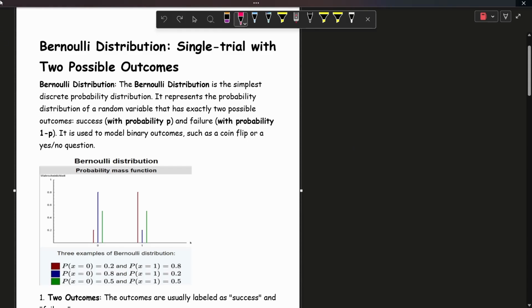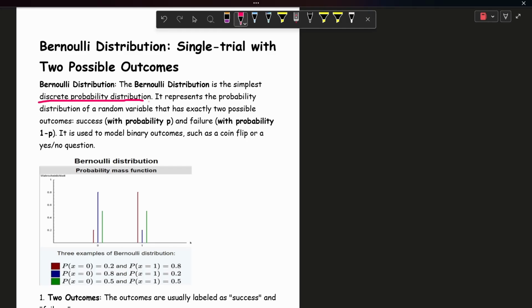Now let's learn about the next distribution, that is Bernoulli distribution. This is a single trial with two possible outcomes. The most common example is flipping a coin, having heads and tails on each side. When we flip a fair coin, we get a head or a tail, not both. That follows a Bernoulli distribution. Bernoulli distribution always has two outcomes only, not more than two, and it is the simplest discrete probability distribution. Discrete probabilities have countable outcomes. So this is a discrete probability distribution.